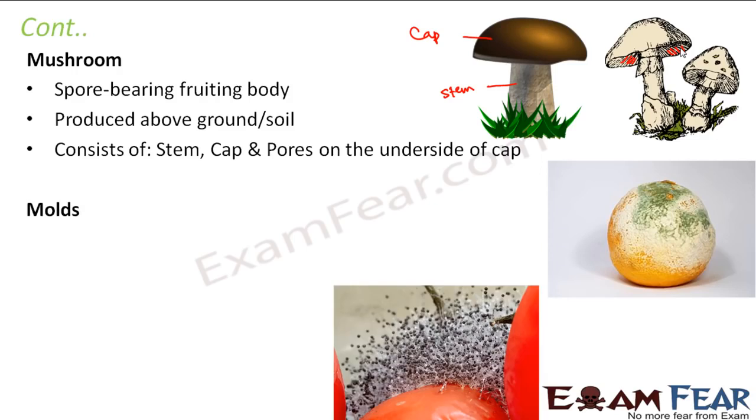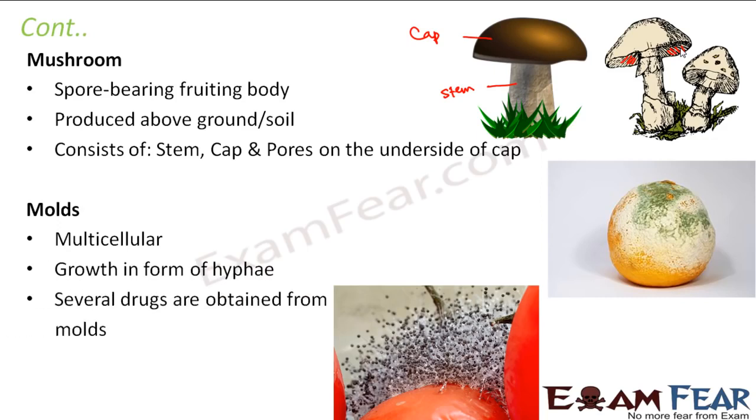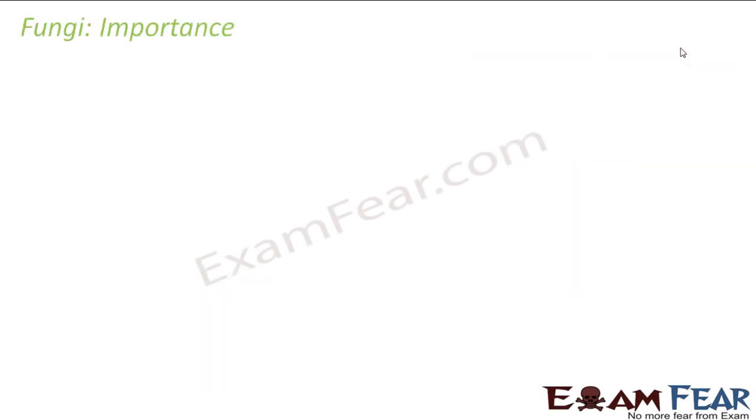And the third one would be molds. Remember, while I was talking about protista, I told you that slime molds, even though the name is molds, are not under fungi, they are under protista. The molds are actually under fungi, and this is how they look. Molds are multicellular, and they grow in the form of interconnected hyphae. Several drugs are obtained from molds. One of the best examples is penicillin. The antibiotic penicillin is obtained from a mold. So these were some very important fungi.